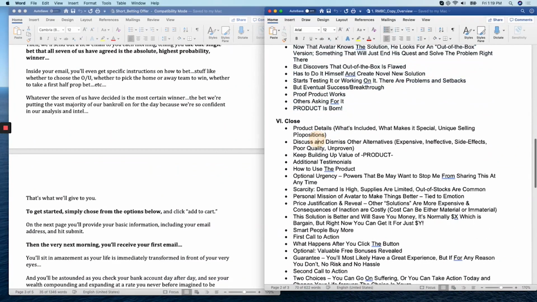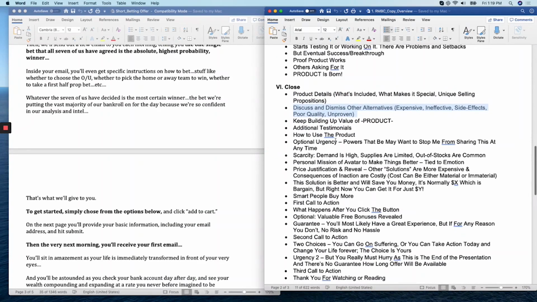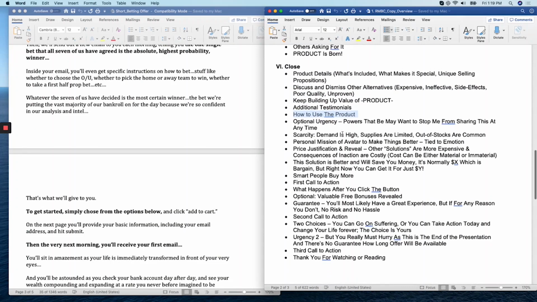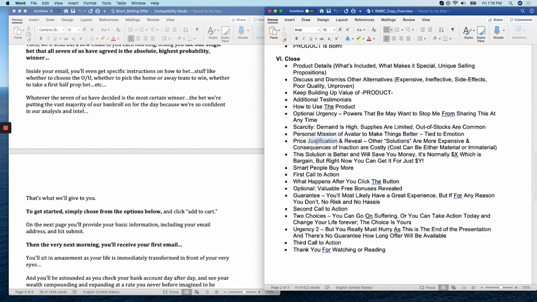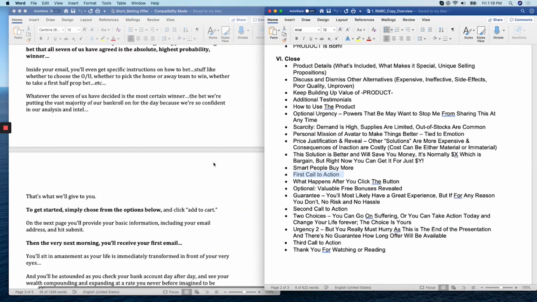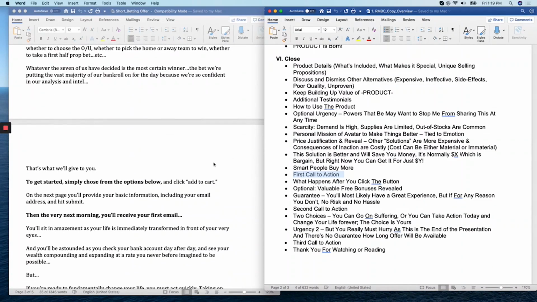So again, we do have the product details. We're building up the value. We're not doing testimonials. We're not discussing or dismissing other alternatives. But we are explaining what happens, right? How the product works. We're not really doing scarcity. We kind of did the personal mission with it being the year of the pig or horse or whatever it is. Not really doing a price justification here. But we are doing that, and then we get to the call to action. So again, we're getting a little more selective, right?